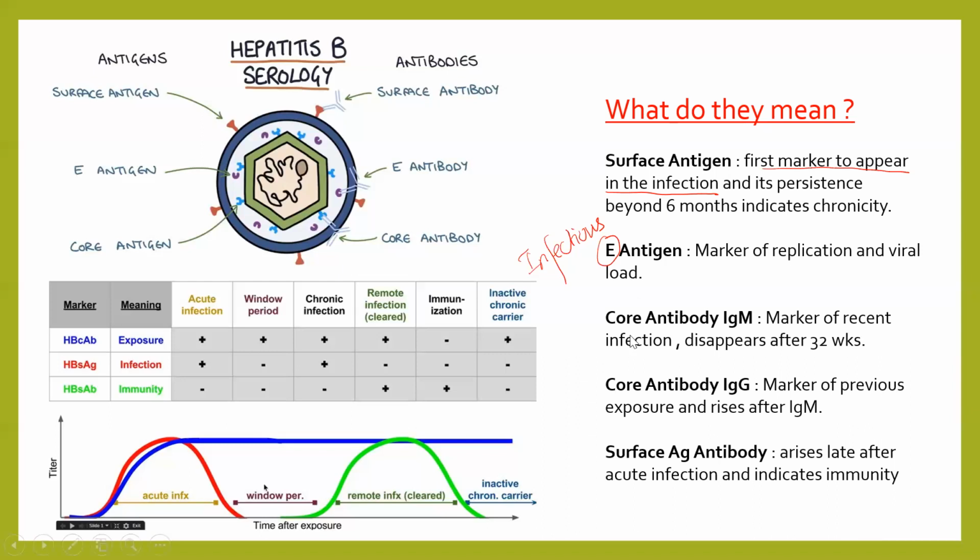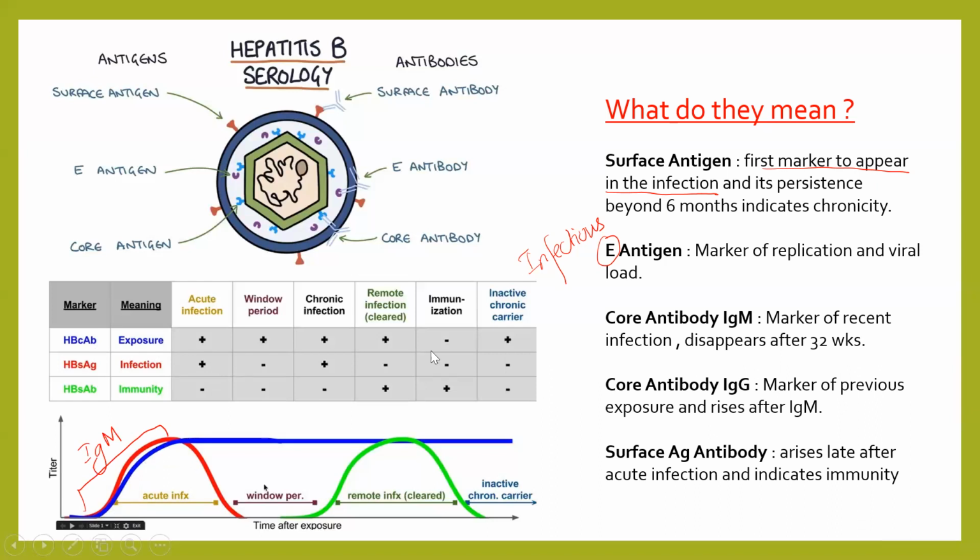And then we have the antibodies against the core antigen, and this can be divided into IgM and IgG. IgM is the big pentamer antibody, and it's the first attack of the immune system. You can see here in blue color, it starts rising. This part is IgM. So it's a marker of recent infection, and it's more likely to disappear after 32 weeks.